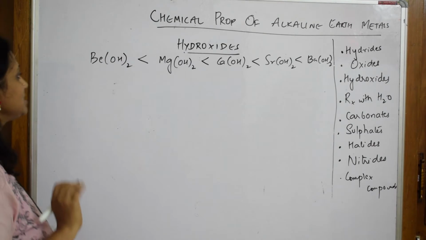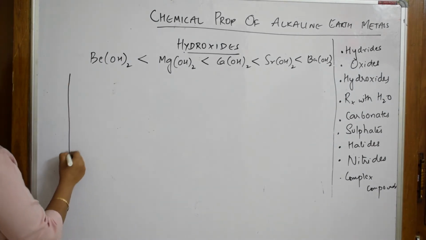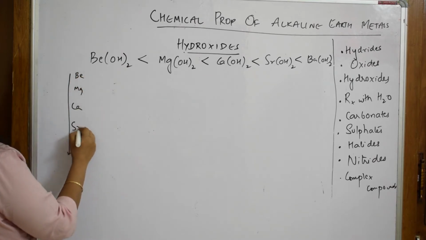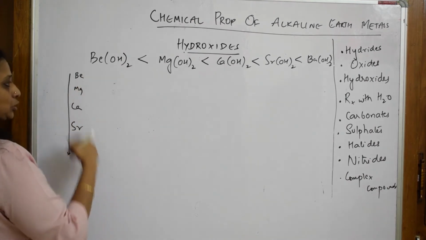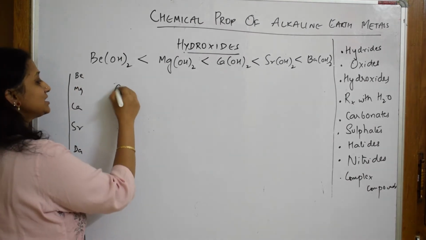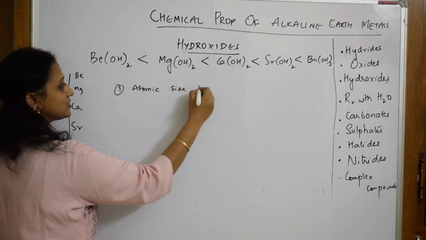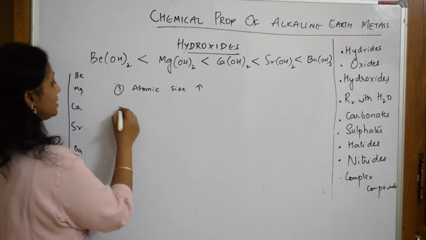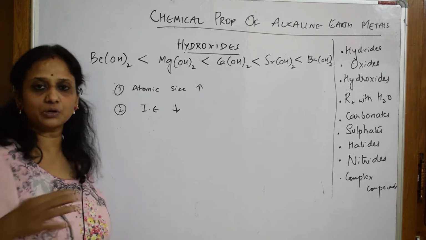Yes. Now what is the reason? We'll see. What happens as we move down from top to bottom? First is beryllium, magnesium, calcium, strontium and barium. What is increasing? Atomic size is increasing. When the atomic size is increasing, what will happen to the ionization enthalpy? Ionization enthalpy will become less. Less energy is needed to pull out the electron.